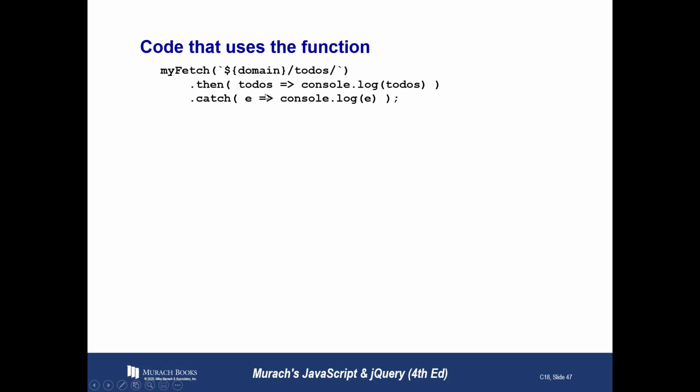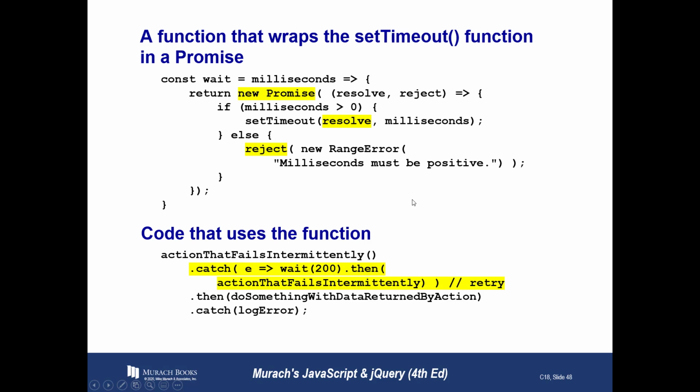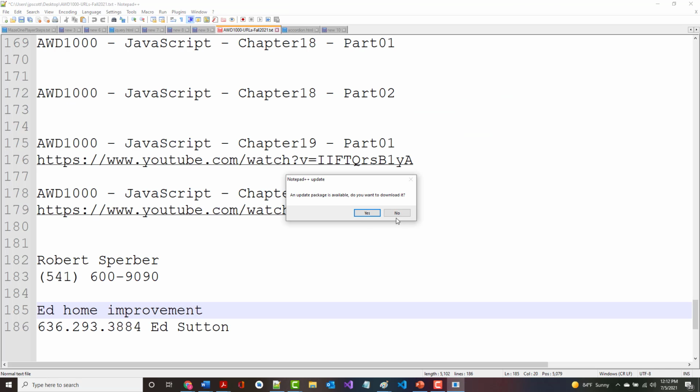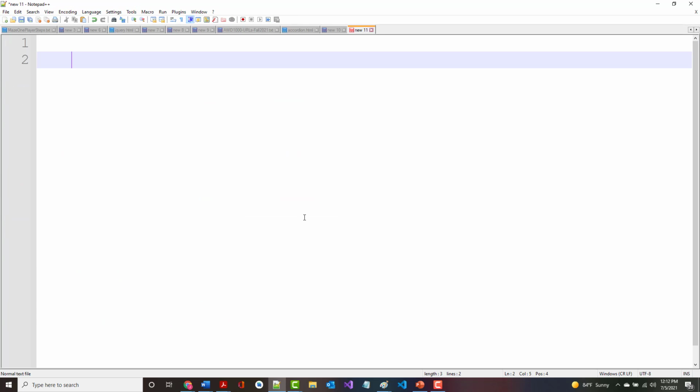And as it says, here's how you can use that function. Okay. Now, a function that wraps the set timeout in a promise. And really, when you want to actually show what happens with a promise, and even more than that, with callbacks, period, there's a real simple example that we can use. So we can write something like this.